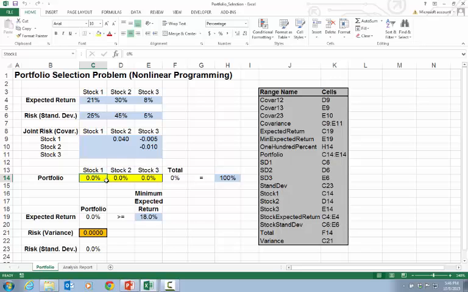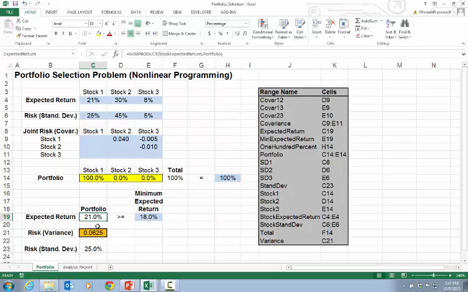Like we could say, let's do 100%, let's put all of our money in stock number 1. Well, if we do that, we're going to get a return of 21%. Remember, we said that's the return for investment in stock 1. You get 21% on the money you put into stock 1. We put all 100% of our money in it, so our portfolio will have an expected return of 21%.